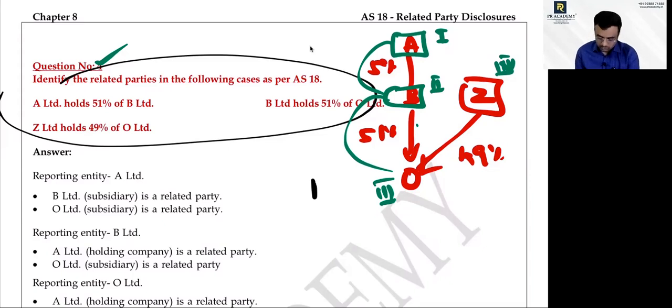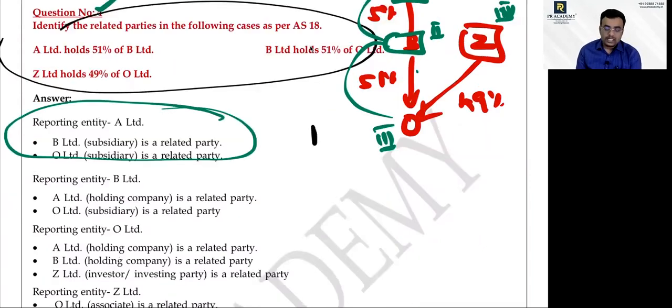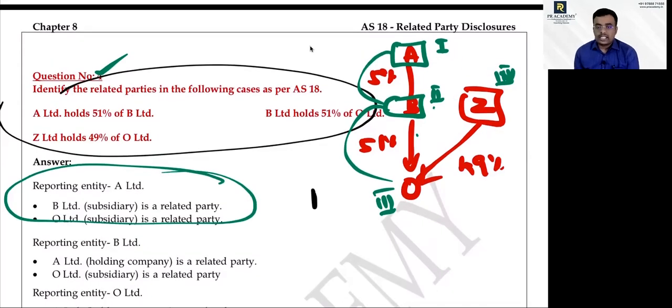Related, sir. B is related, O also is related. Sure? Yes, sir. See, from B's point of view, is A related? Yes, sir. Is O related? Yes, sir. That's it: A is related, O is related.